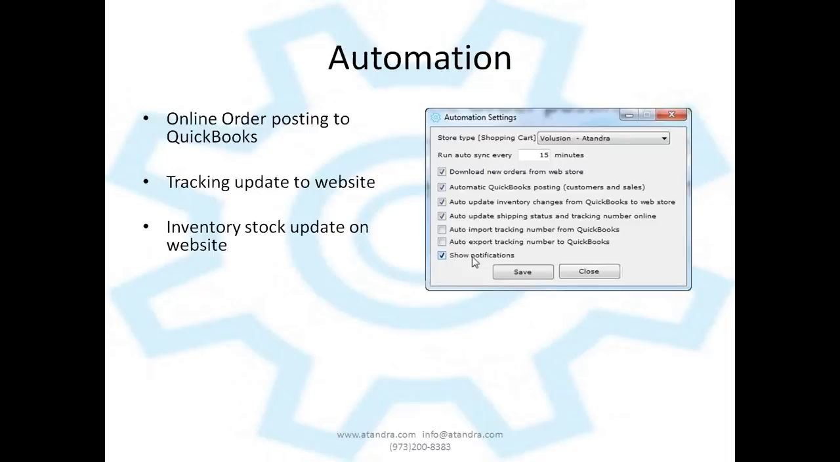Once you have all this configured, it is good to have some of the functions automated. So T-Hub allows you to automate some basic tasks like bringing orders in from the website, sending them to QuickBooks, updating inventory changes from QuickBooks to the website, or updating the tracking from T-Hub to the website. You can enable the different automation functions, and it can run in the background every 15 minutes. Of course, you can change the interval that you want the automation to run.